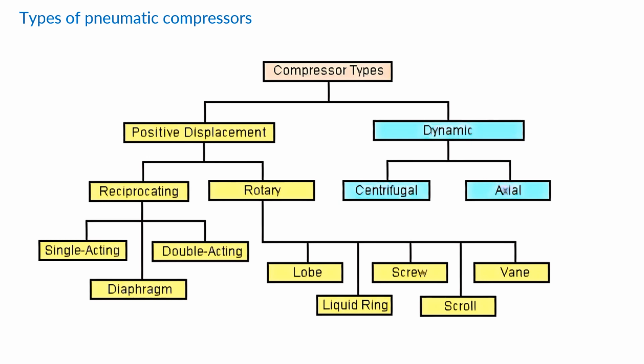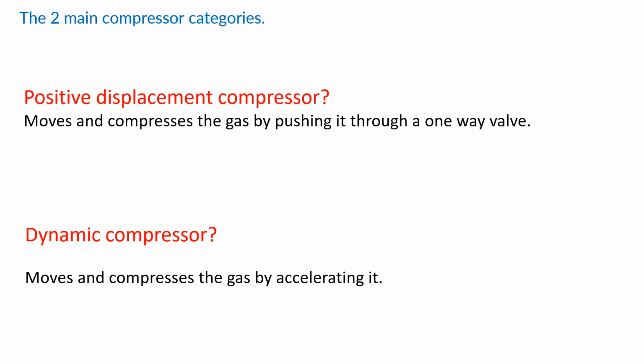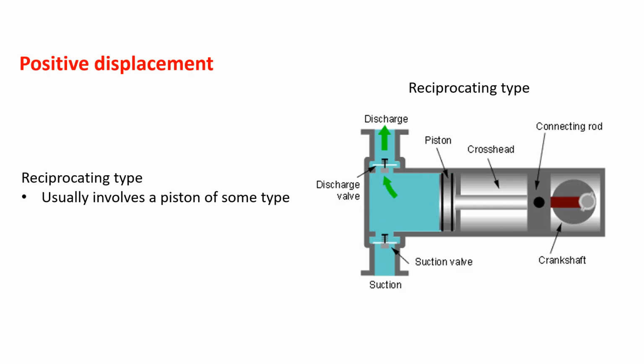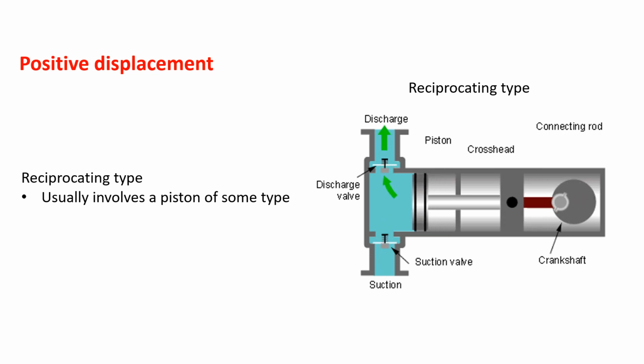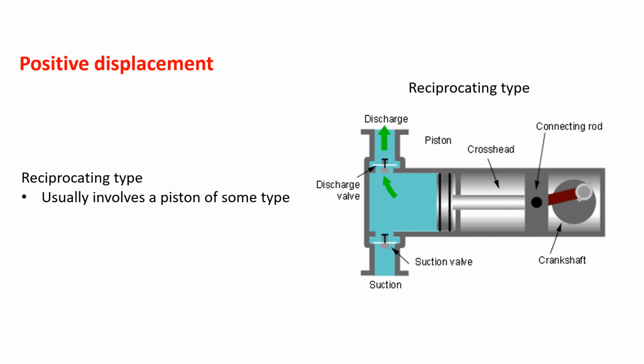Types of pneumatic compressors. There are many types of pneumatic compressors depending on the application. Compressors can be divided into 2 distinct categories. Positive displacement compressors move and compress the gas by pushing it through a one-way valve, or a dynamic compressor moves and compresses the gas by accelerating it. Let's look at positive displacement type compressors. In this example, we're looking at a reciprocating type compressor, and this involves the movement of a piston of some type.